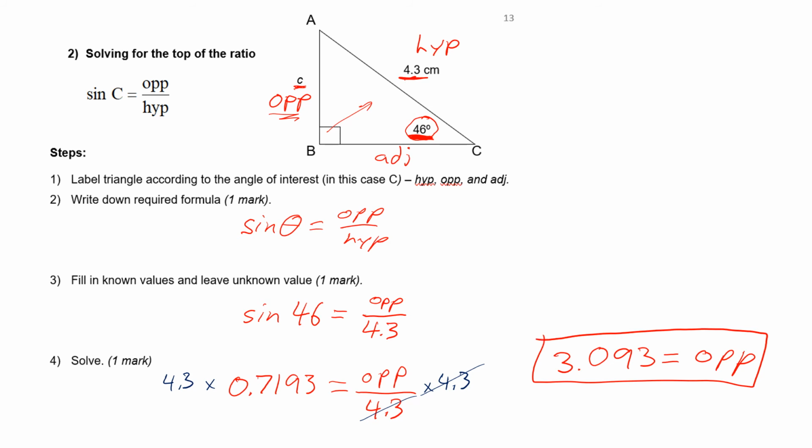So if the hypotenuse here is 4.3, what's the length of the opposite? It's 3.093. And I should be writing centimeters, because this is written in centimeters, so that means the unit for this one right here should also be centimeters.